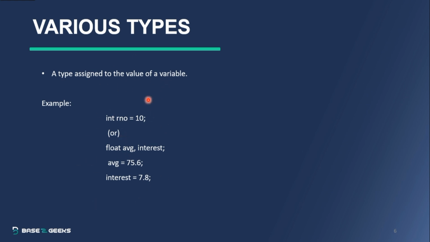These are some of the examples. This example I discussed already: int RNO = 10. So int is the data type, and this is the way you should declare roll number RNO equal to 10. And float: this is the syntax for representing a float variable. Average and interest, so two variable names I have declared. For average I am storing 75.6, and for interest it is 7.8. Like this I can declare the variables and use them, friends.